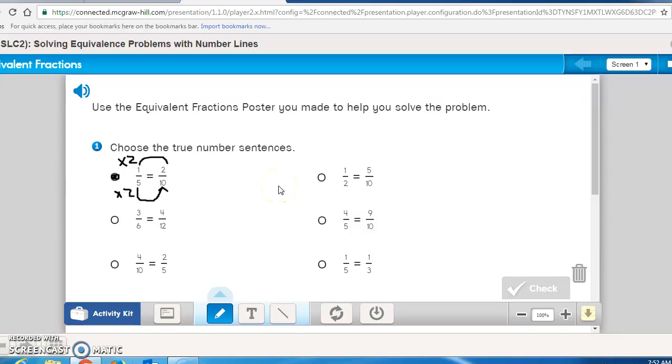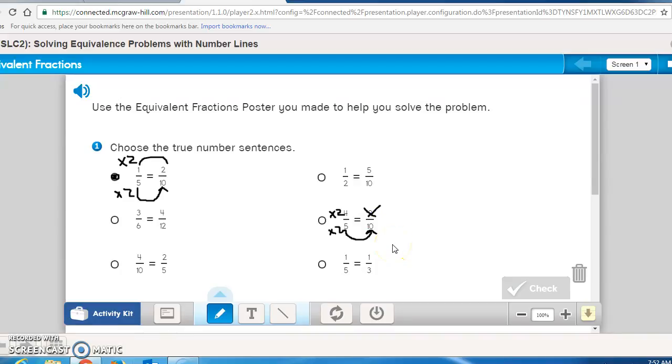Let's do one more, just to make sure. Let's choose this one. How again, and draw your lines, did 5 become 10? Well, I multiplied it by 2. If I multiply the top number by 2, will I get the number it says for the numerator? 2 times 4 is 8, not 9, so they are not equal.